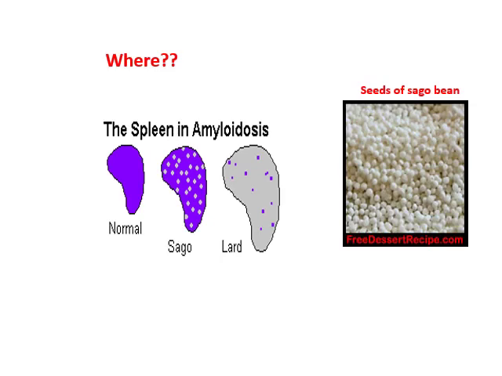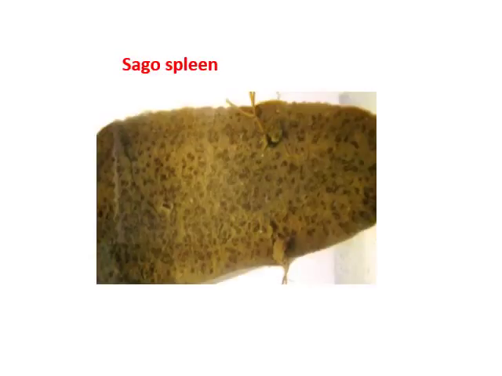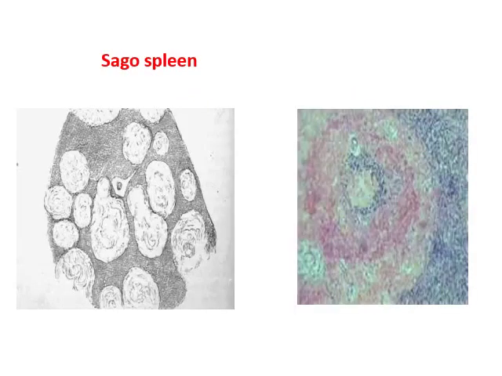sago beans. So it is called sago spleen. The cut section shows granules of accumulated amyloid in the white follicle. While this is the microscopic appearance, here is the amyloid accumulated inside the follicle.